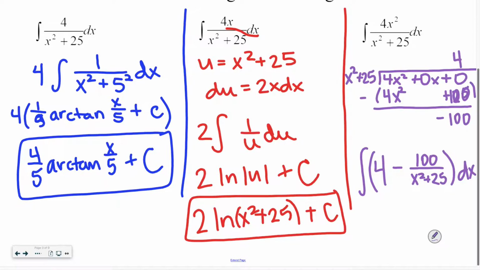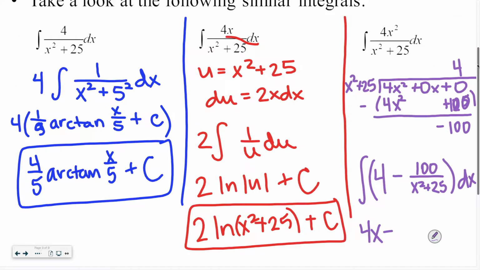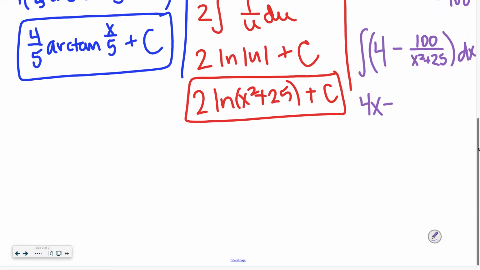Now we can integrate it, right? What's the antiderivative of 4? 4x. Minus this. Looks like our first one, doesn't it? Sure does. So minus 100 times we have our arctangent rule: 1 over a arctangent of x over a.